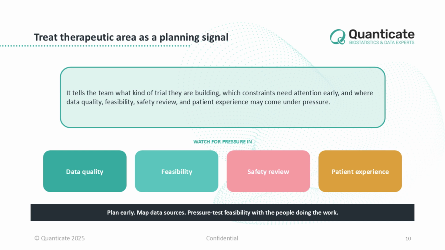Ultimately, therapeutic areas should be treated as a planning signal. It tells the team what kind of trial they are building, which constraints need attention early, and where data quality, feasibility, safety review, and patient experience may come under pressure.